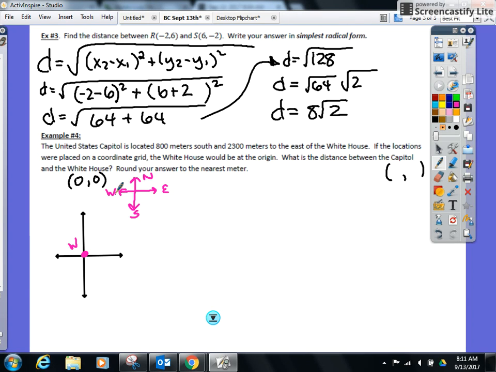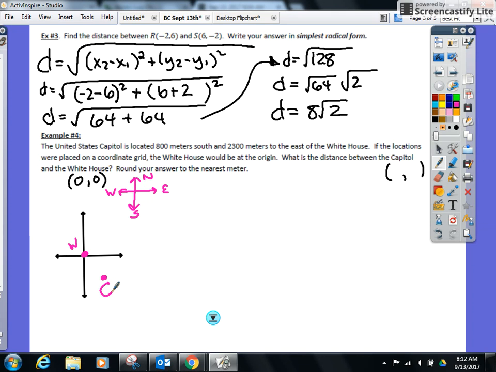So I'm going to ask an honors question right now. What quadrant is the Capitol in? 800 meters south and 2,300 meters east. I don't want to know the coordinate of it. At least just tell me what quadrant this bad boy is going to be in. What do you got, Joanna? Quadrant 4, which is this one right here. Yes, the Capitol will be somewhere here.